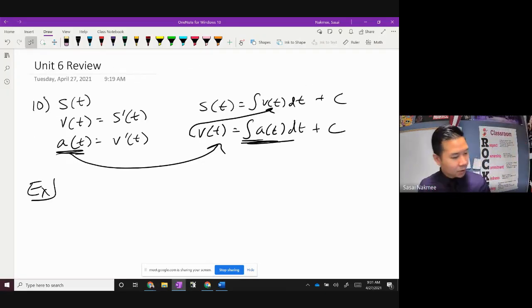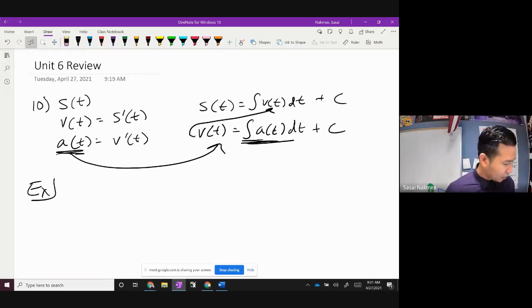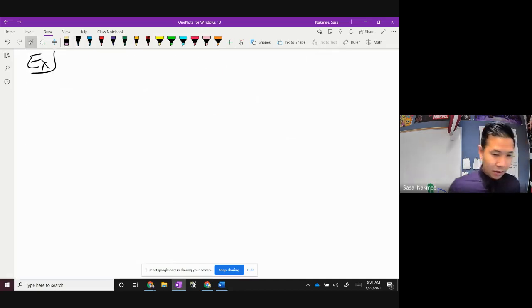So we're going to start off with number 10 on the review. Like I said, position, velocity, acceleration, all connected with each other, right? You do the derivative, it works its way down from position, to velocity, to acceleration. And if you do the antiderivative or the integral, you can work your way backwards, right? Velocity is equal to the integral of an acceleration function plus c, and the position function is equal to the integral of the velocity function plus c. All right, so something similar to this.